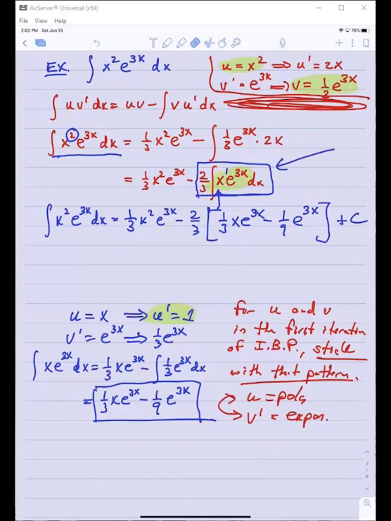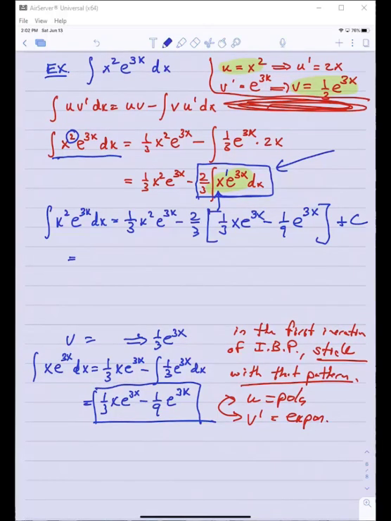Okay, let me erase this. So, what do we have for an answer now? Our original integral of x squared e to the 3x is 1/3 x squared e to the 3x. That's coming from right here. Minus 2/3 times 1/3 x e to the 3x, which would be minus 2/9 x e to the 3x. And then be careful with your signs here. It's minus 2/3 times minus 1/9 e to the 3x, which is going to be plus 2/27 e to the 3x.